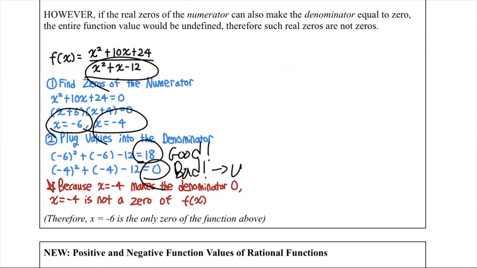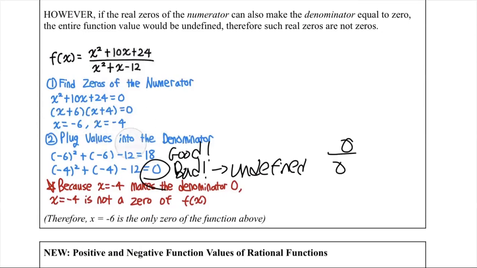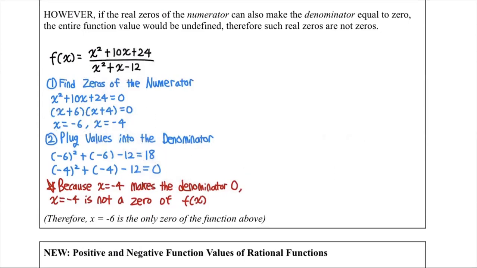Why? Because that would be undefined. -4 would make the entire rational function undefined because it would be 0 over 0. Therefore, we can conclude that because x equals -4 makes the denominator 0, x equals -4 is not a zero of f of x. Therefore, x equals -6 is the only zero of the function above.